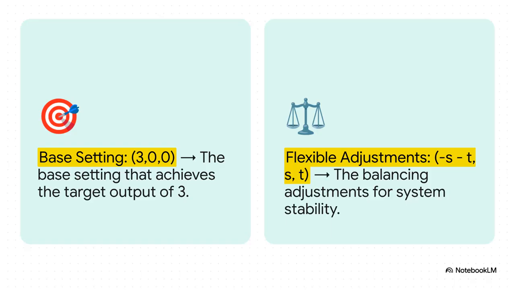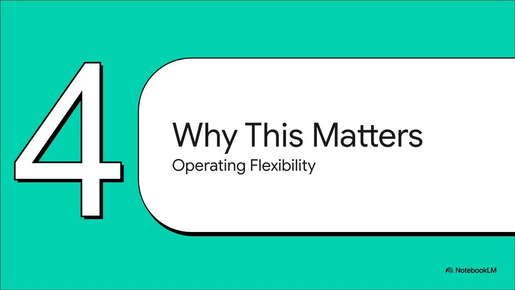Let's just put it plainly. The base setting, that 300, is what makes the manager happy. It hits the target. But the flexible adjustments, that's what keeps the system from tearing itself apart while you're at that new target. One gives you output, the other gives you safety and control, and you absolutely cannot have one without the other. All right, section 4, why does any of this matter?